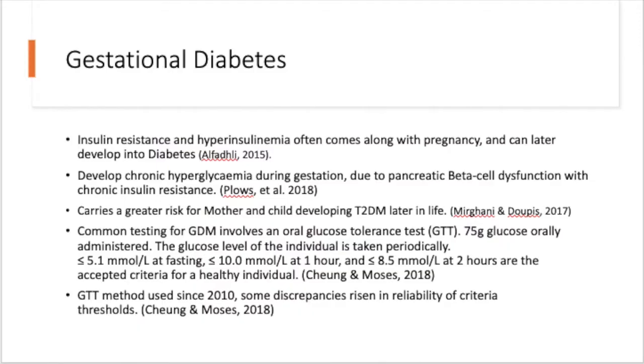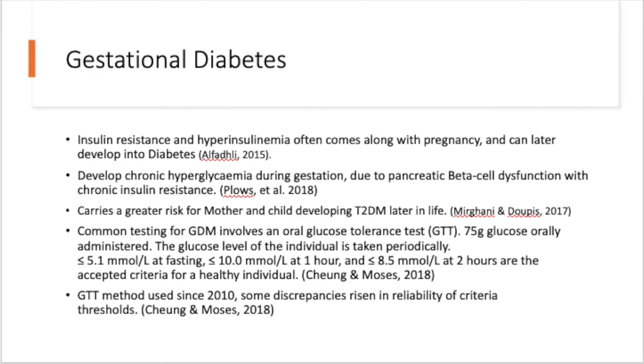Insulin resistance and hyperinsulinemia are often seen in pregnancy, especially in the later stages, and can lead to the development of diabetes. Women diagnosed with GDM develop chronic hyperglycemia during gestation, due to pancreatic beta cell dysfunction, along with chronic insulin resistance. GDM is quite important to diagnose as it carries a greater risk for both the mother and child of developing T2DM later in life.